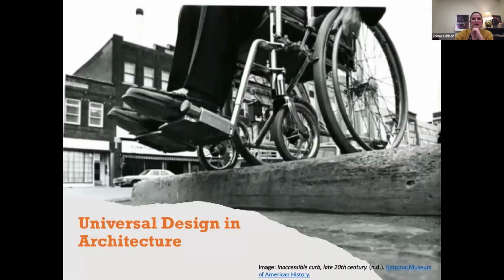It comes from the concept of universal design in architecture. As you can see, this is a picture of a wheelchair stopped at a curb without a curb cut. And obviously that's an accessibility issue for that person who's using a wheelchair.